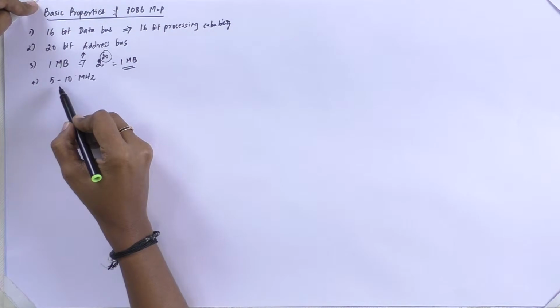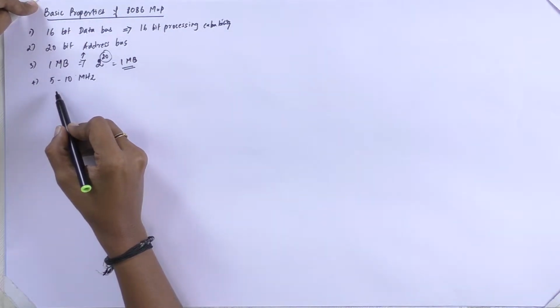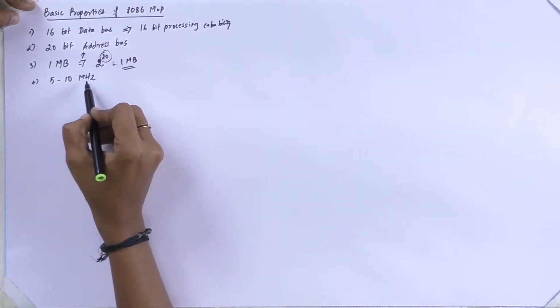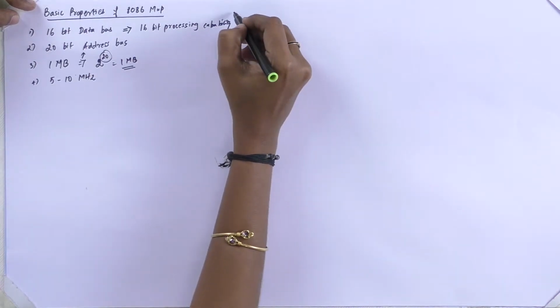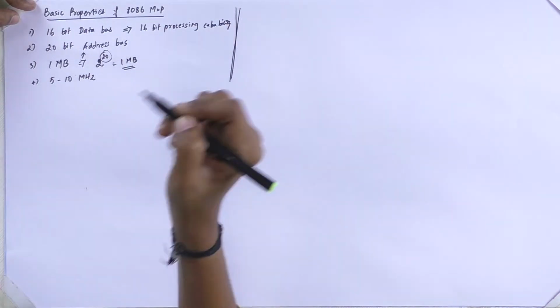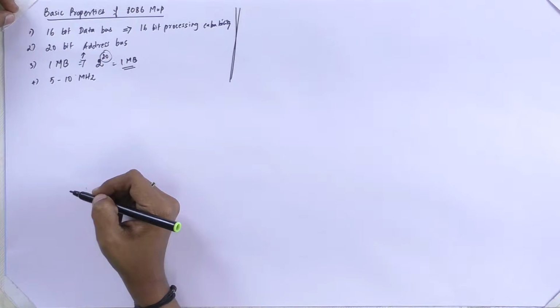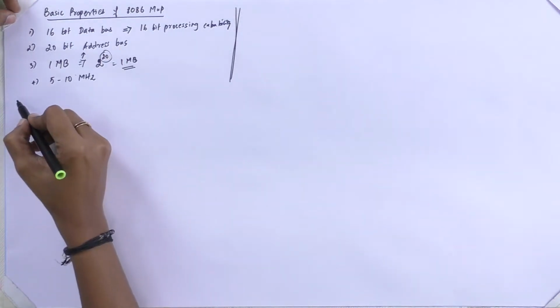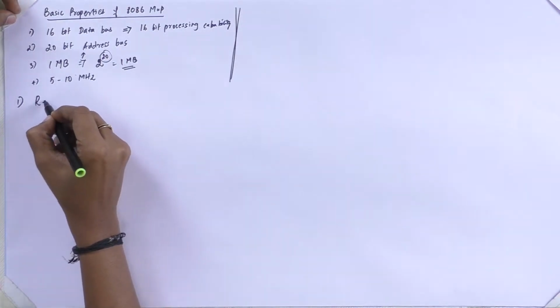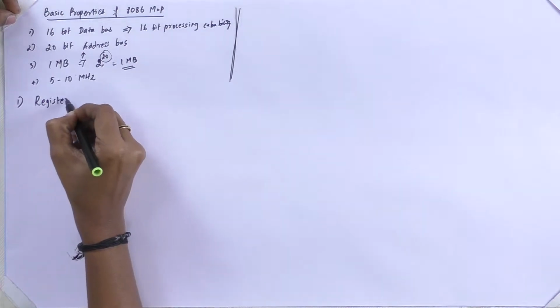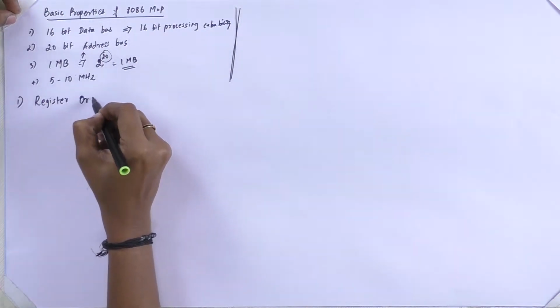And the last property is its operating clock speed is 5 to 10 megahertz. So these are some basic concepts that we know about 8086 microprocessor. Now let us first discuss the register organization of 8086 microprocessor.